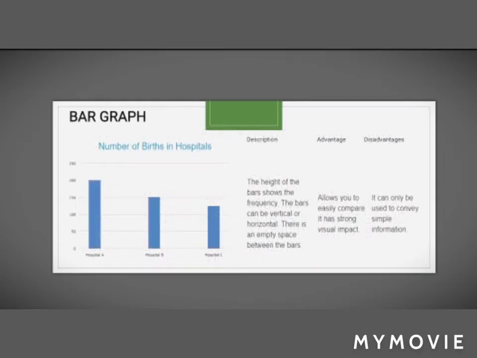Bar graph. The height of the bar shows the frequency. The bars can be vertical or horizontal. There is an empty space between the bars. Advantages of bar graphs: bar graphs allow you to easily compare. It has a strong visual impact. Disadvantages: it can only be used to convey simple information.